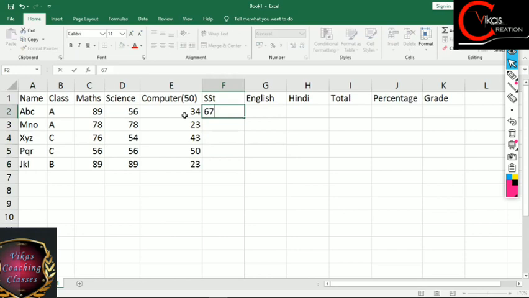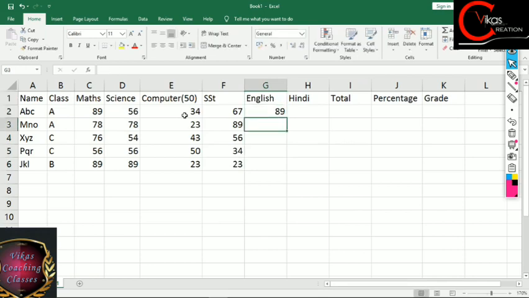For SST let's write 67, 89, 56, 34, 23. In English let's write 89, 87, sorry, then 67, 67, 67, 67 is too many, let's change it, make it 76. Then let's fill in the Hindi marks quickly, like 56, 45, 34, 78 and 89. So here I have written these marks.